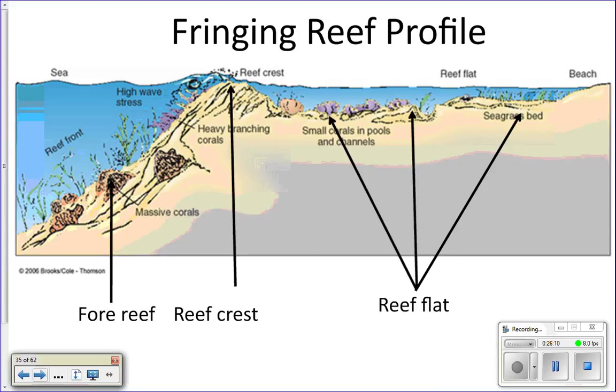Here's another picture just to help you see it. So here's the beach that you would lay on in Hawaii. And then you can walk out onto the reef flat and then the crest and fore reef slope.